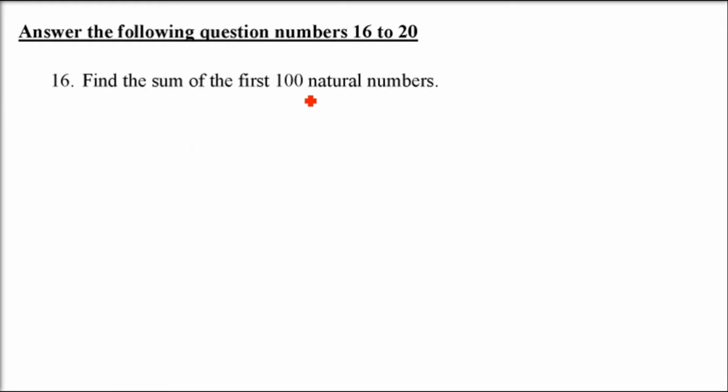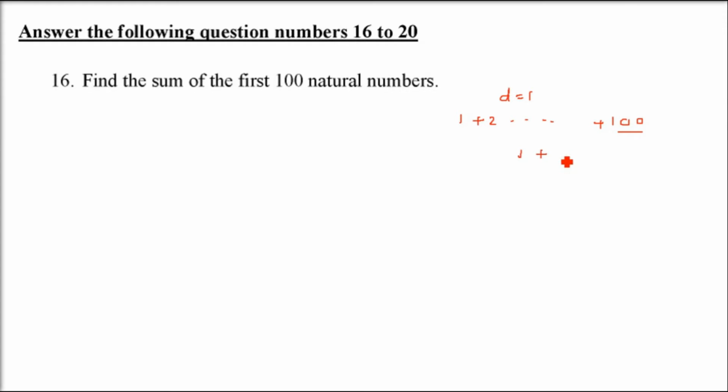Find the sum of the first 100 natural numbers. When we want to add 1 plus 2 till 100, it's pretty clear that these are in AP. So you can use the AP concept here. The sum of n terms, the sum of n squares, and n cubes we also know. The common difference is 1, and the last term is also known to us.